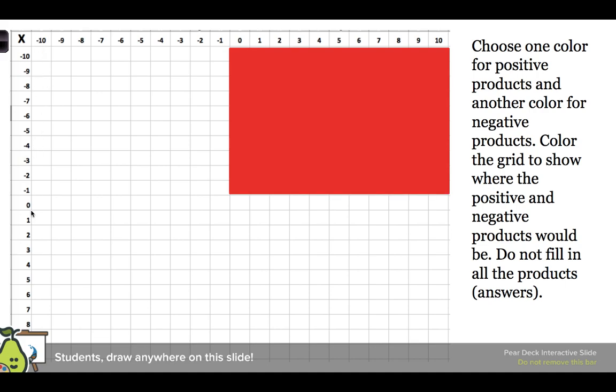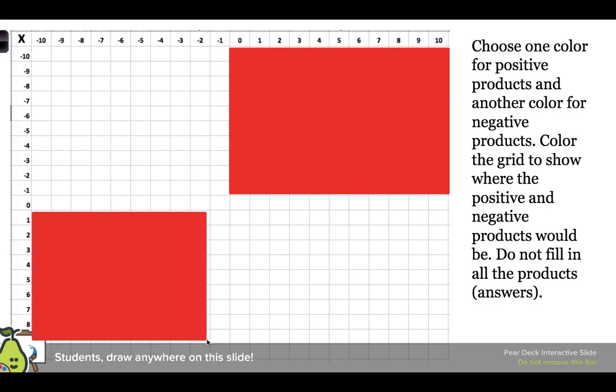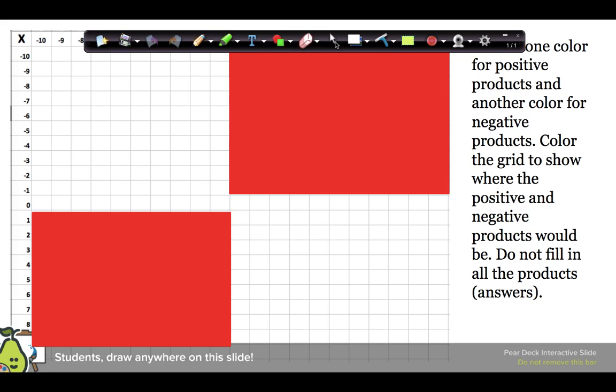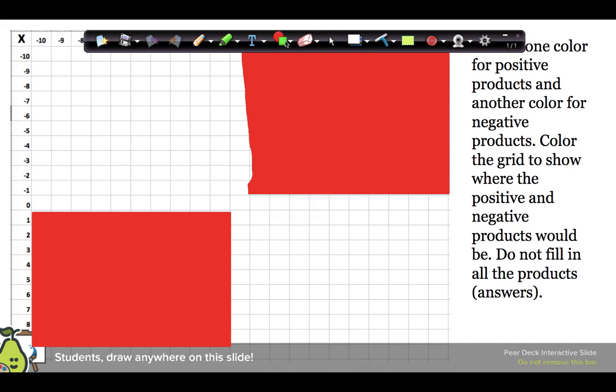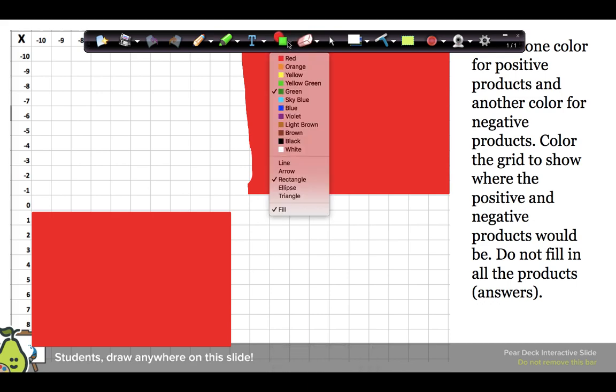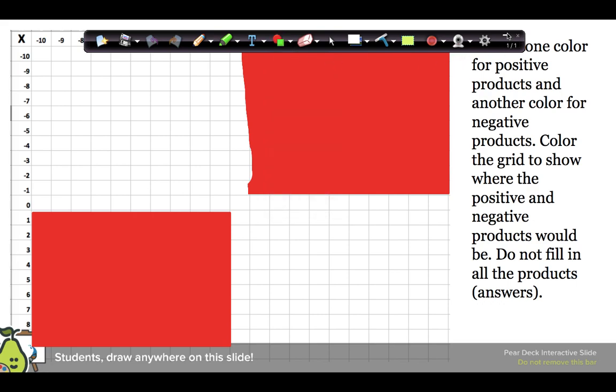Negative 10 times 1. So right here. And I didn't really mean to cover the 0, so I'm going to pull this back out, get my eraser, and we'll erase that 0 part of that. And then I'm going to change to positive, so we'll do green. So green is going to be positive, and I'm still going to have a rectangle to fill in here.